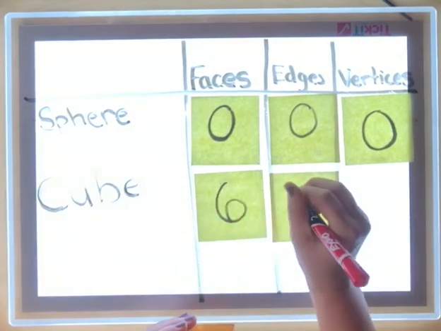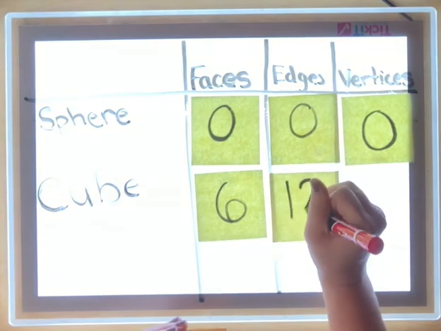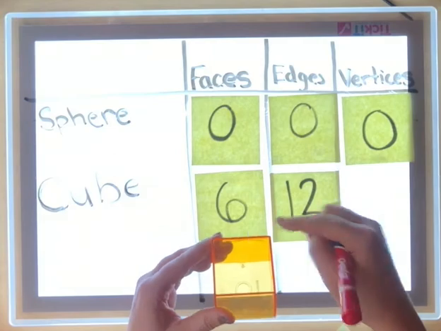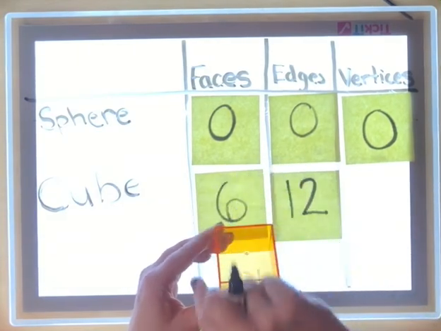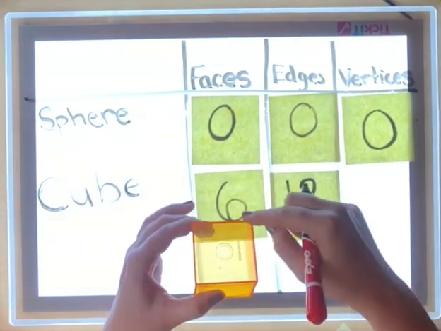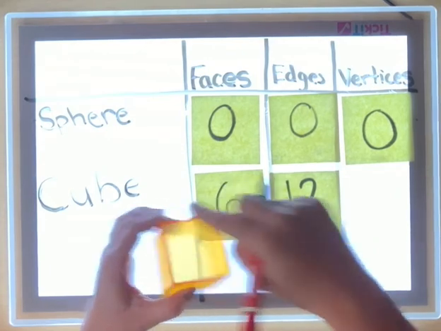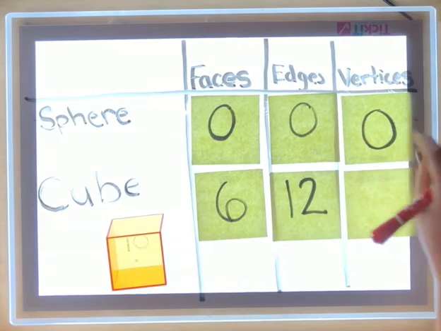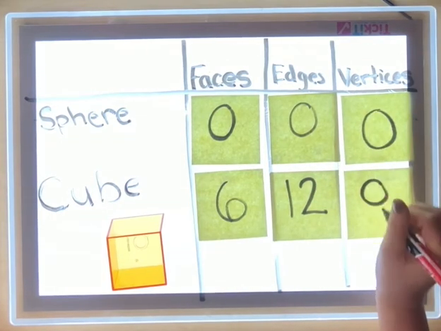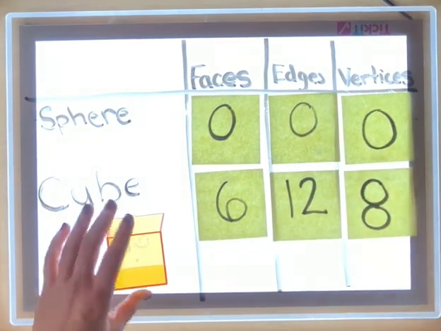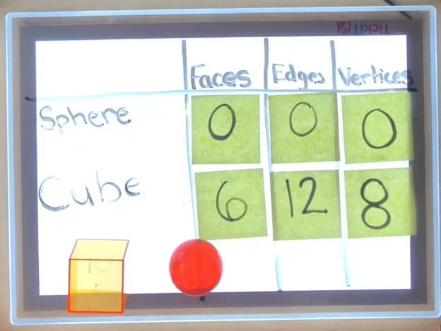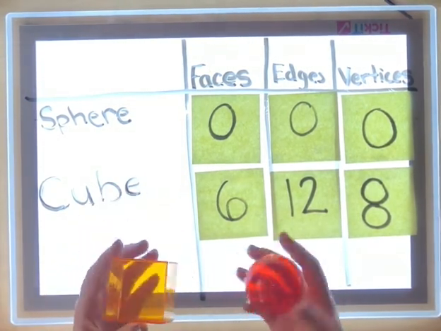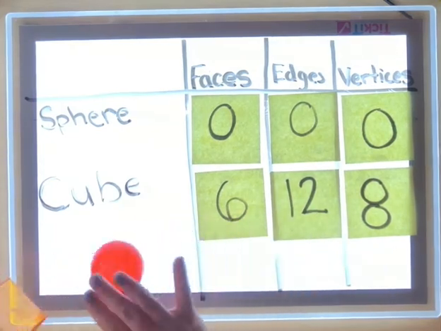That's 12 edges. Now let's count the vertices where these points are at. 1, 2, 3, 4, 5, 6, 7, 8. It has 8 points, corners, that we call vertices. 8. Let's look here. When we compare them, the cube has a lot more faces, edges, and vertices than the sphere, because the sphere has none.